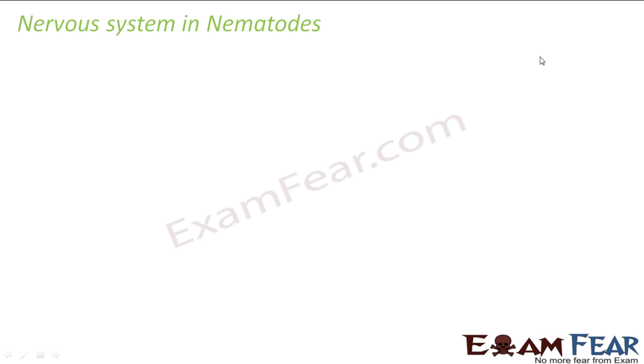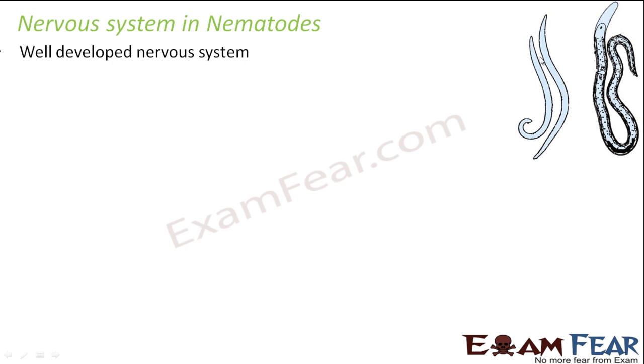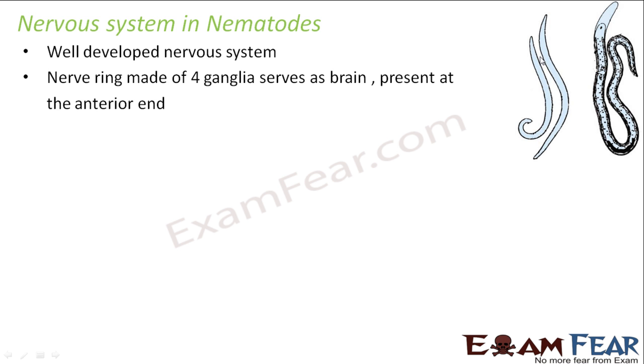Let us go to the next class, that is the nematodes. So here they have a better developed nervous system. So here the nervous system is even more organized than the platyhelminths. So when I talk of nematodes, I remember the worms, right? The ascaris, the wuchereria, these were the worms which fall under the category of nematodes.